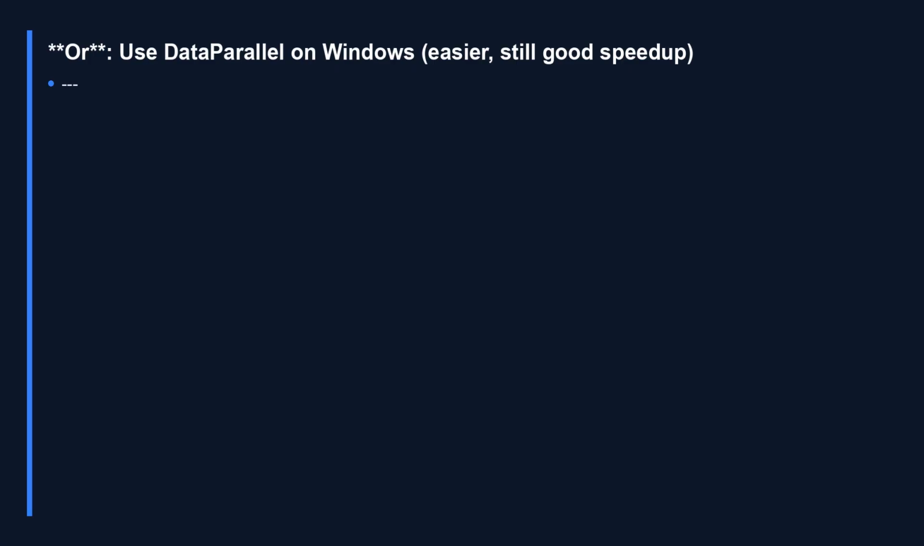If Gloo DDP still gives you trouble on your specific Windows configuration, DataParallel remains a valid fallback. You give up roughly 0.4 times the speedup compared to DDP, but you gain a setup that works reliably on Windows without process group configuration. For 2 P40s, 1.7 times speedup is still a substantial reduction in training time.